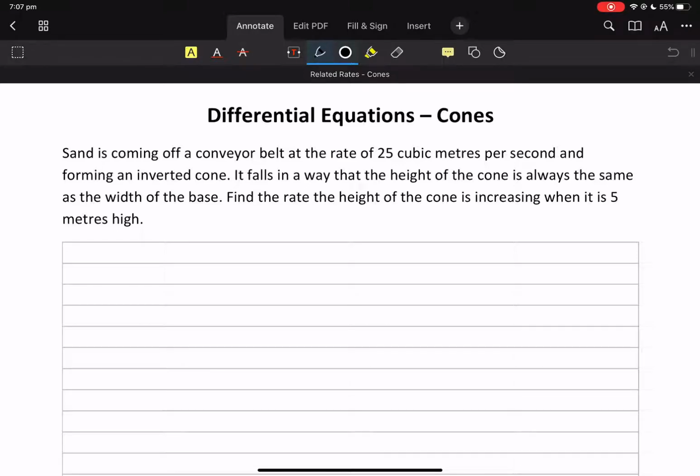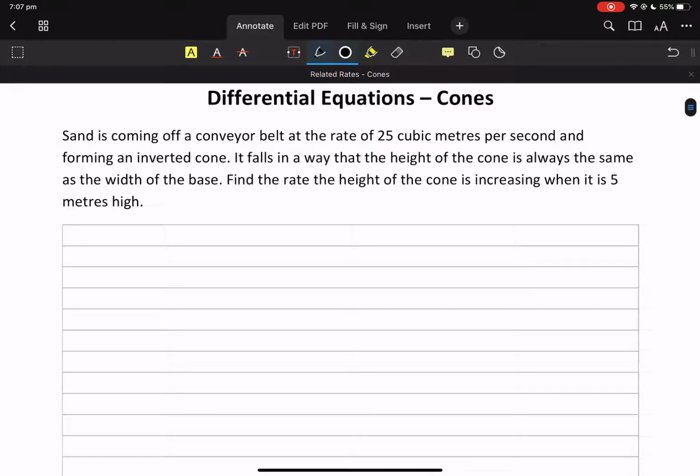We can call these differential equations, or we can call them related rates, and we're going to talk about a cone question, a conical question. Sand is coming off a conveyor belt at the rate of 25 cubic metres a second and forming an inverted cone. So we're thinking sand's coming off and it's building up. The sand is coming off a conveyor belt and piling as a big cone on the ground.